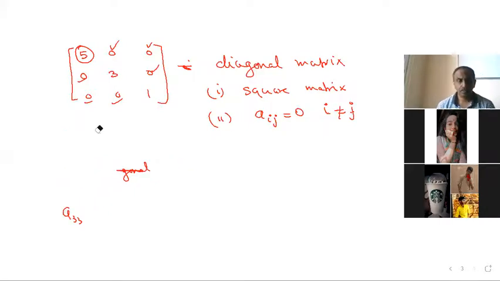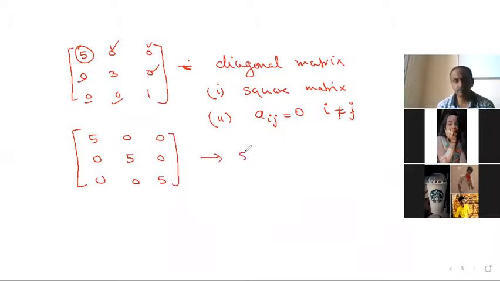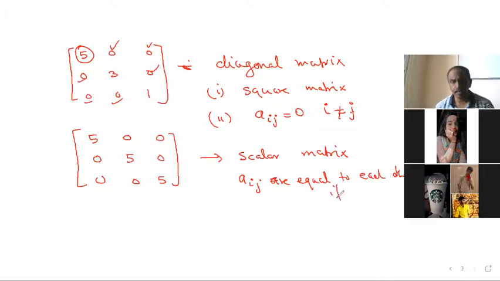Okay. Now, next point. If all the diagonal elements become equal, and non-diagonal elements all become zero, it is called a scalar matrix. So what will be the definition? Aij should not be equal to zero. Aij are all equal to each other if i equals j. All diagonal elements are equal to each other if i equals j, and aij equals zero whenever i is not equal to j.